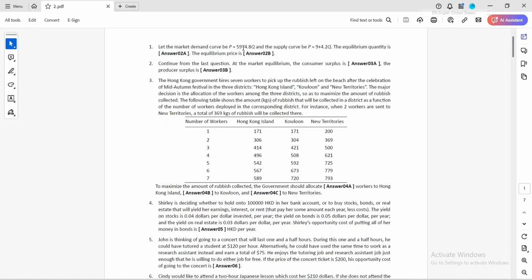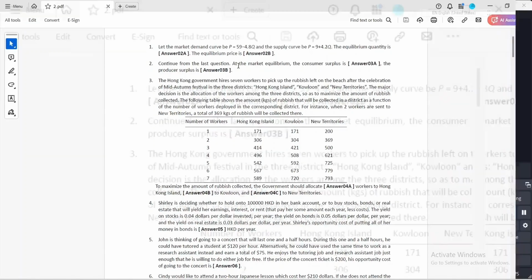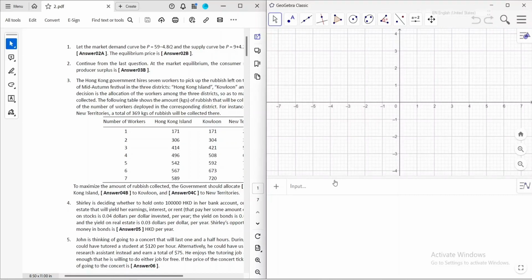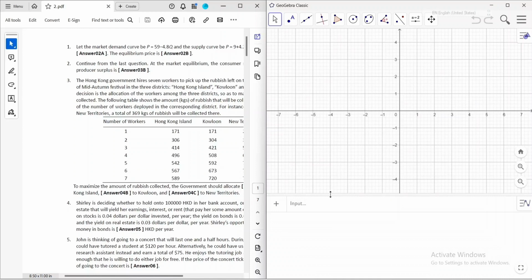In the first question, you are given a demand relation and a supply relation, and you are asked to calculate the equilibrium price and quantity. So let's go to GeoGebra. I prefer to use GeoGebra because it is easier to visualize the graph. This is an open source software, so you may download it and use it for free.